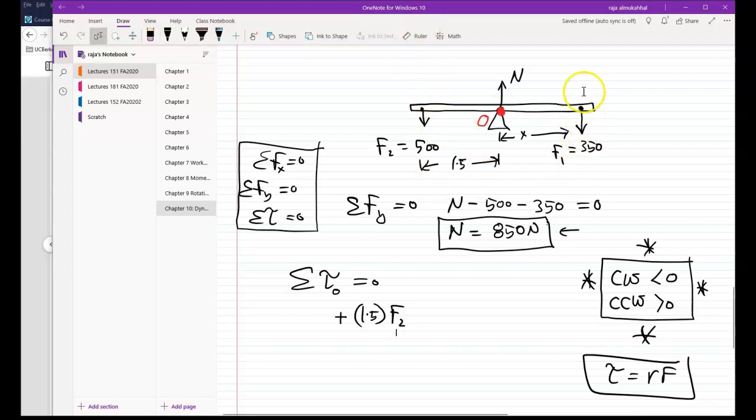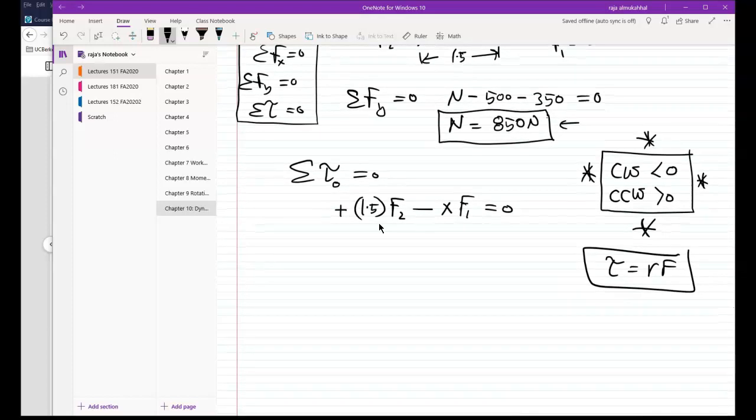Let's go to the sister. The sister is going like that, her force. This is clockwise. Negative. And what's the distance? How far is she from the fulcrum? X, that's what I'm looking for. Times what? Her weight, or the force, 350. Oops, I'm sorry, let me just make it F1 for now. Equal to 0. There we go. I'm done with the torque equation. Now plug it in and find X.